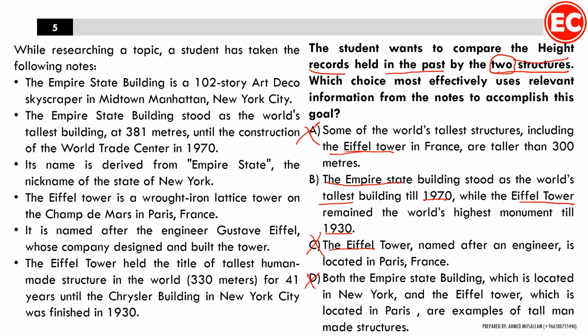So you have to look at the parts of the question. Is compare what? The height records. We have to see height records held in the past. We can see this here in B. We can see height records in the past about two structures. So definitely B is the correct answer.